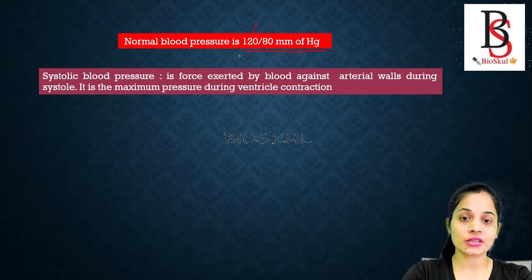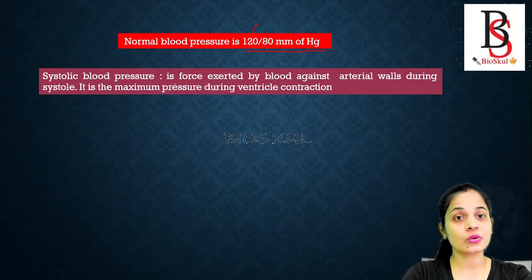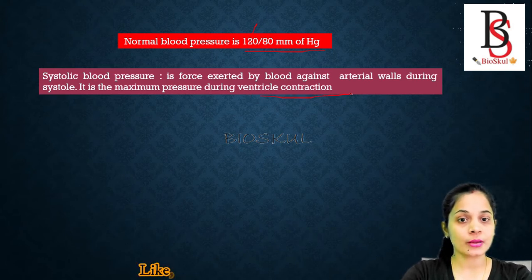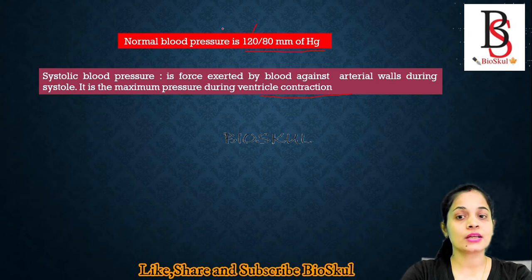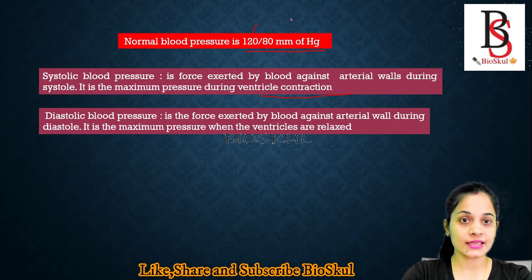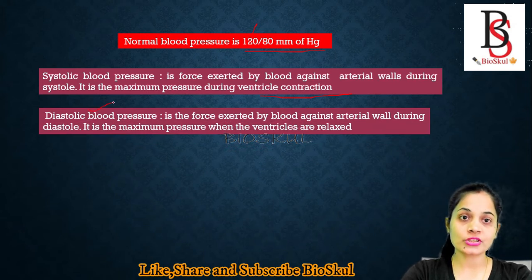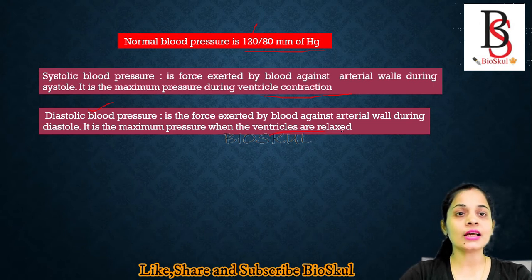Systolic blood pressure is the maximum pressure during the contraction of the ventricle. The denominator, 80, is known as the diastolic blood pressure. Diastolic blood pressure is the minimum blood pressure when the ventricle is in the relaxed state.